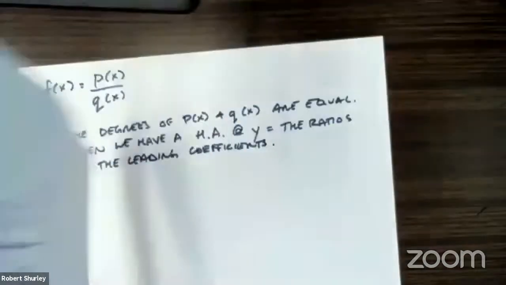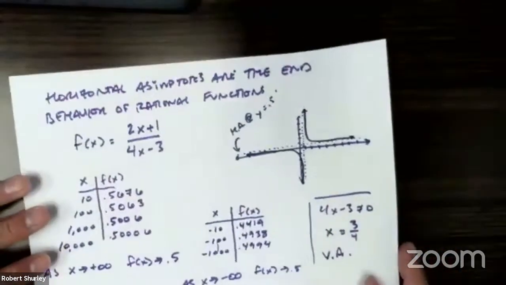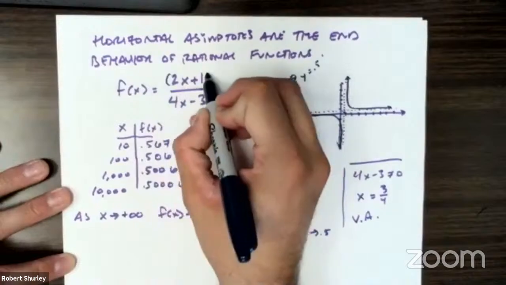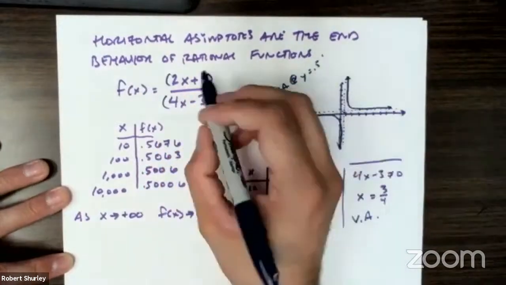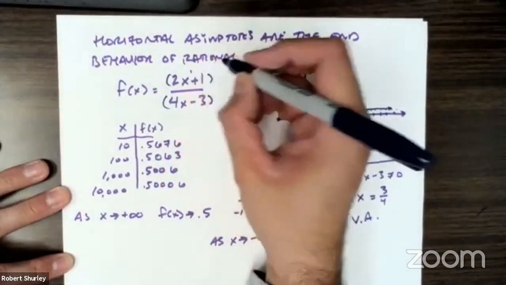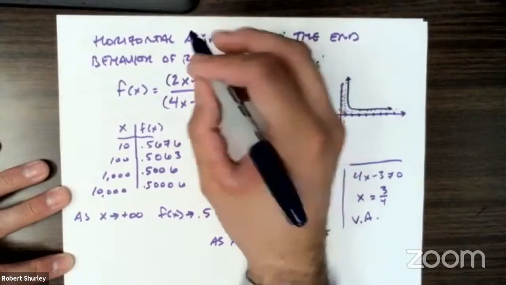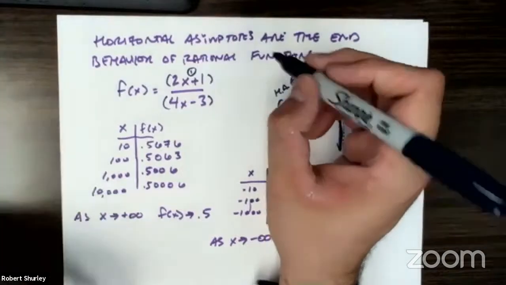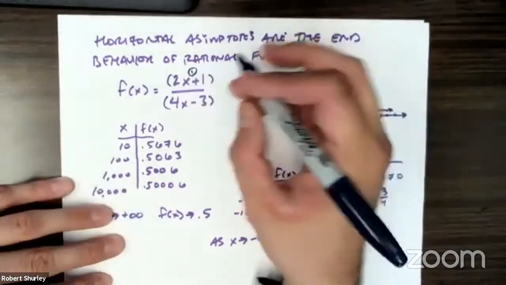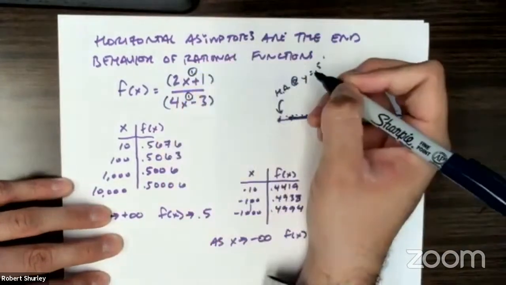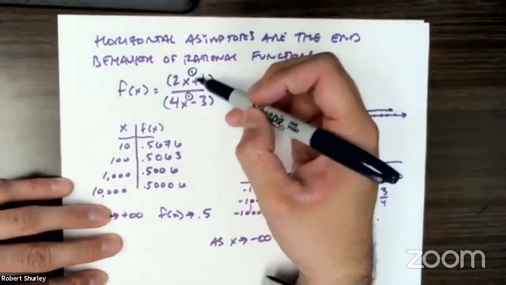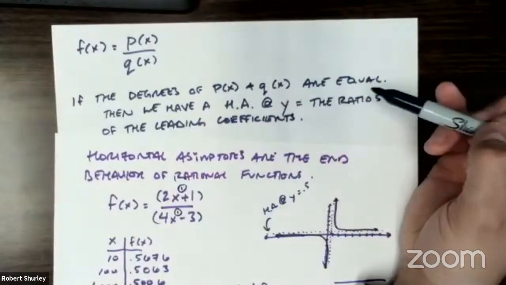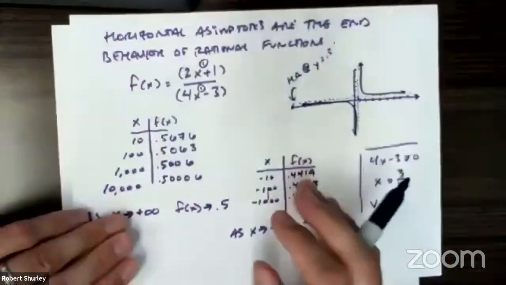Okay, there we go. Let's go back to this one because this is an example of that. Notice with this rational function, the degree of the numerator is 1, right? 2x plus 1, the highest exponent on the x is 1, and the same for the denominator was 1, okay? So we have an example here of when the degrees of p and x are equal.